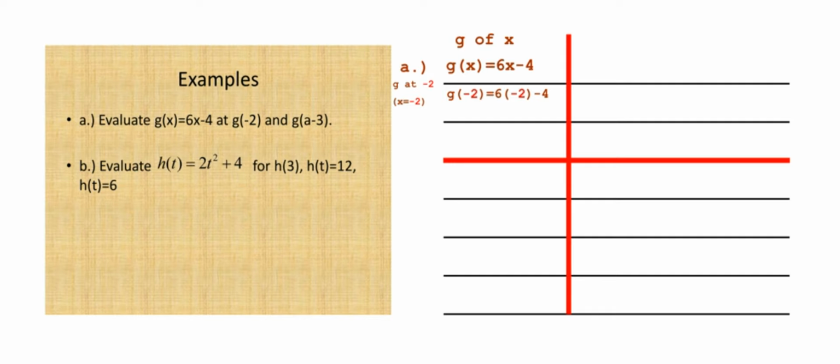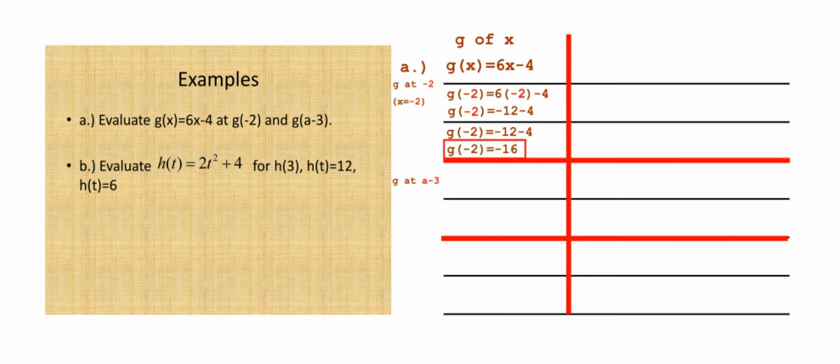And now we simplify. g at negative 2 equals 6 times negative 2 gives us negative 12. So we have negative 12 minus 4. Well, negative 12 minus 4 gives us negative 16. So g at negative 2 equals negative 16. So there's our question and answer there. Once again, on the left side, g at negative 2, we do not simplify or do anything with it other than carry it over down.